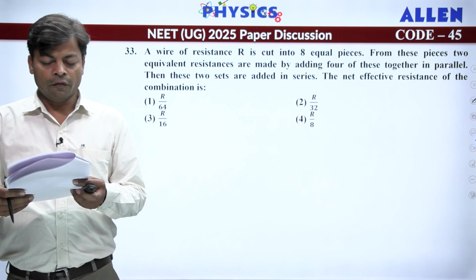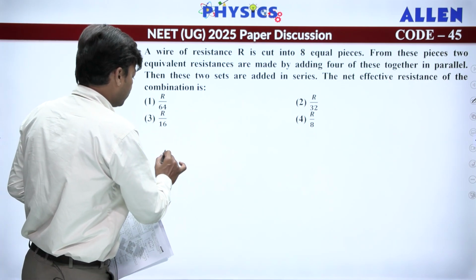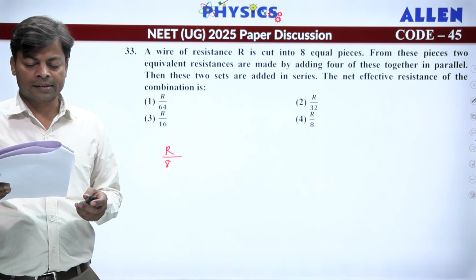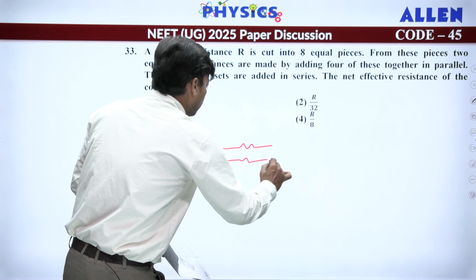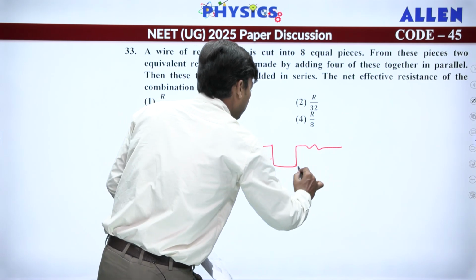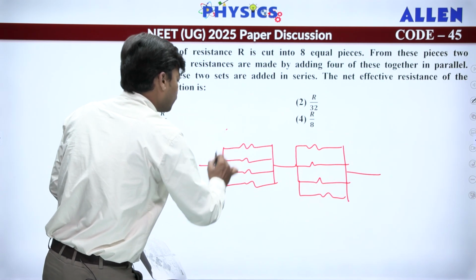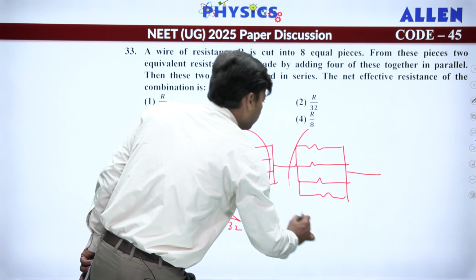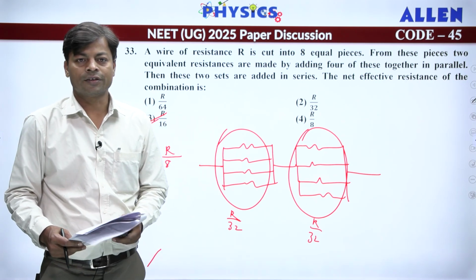It says a wire of radius R, resistance R is cut into 8 equal pieces. So each cut piece will have resistance R by 8. Now it says that from these pieces, 2 equivalent resistances are made by adding 4 of these together in parallel. So there are 4 in parallel, 1, 2, 3, 4, and these two groups are in series overall. So this whole is R by 8 divided by 4, which is R divided by 32, and this whole is also R divided by 32, and overall it is in series, so the answer will be the third option, R divided by 16.